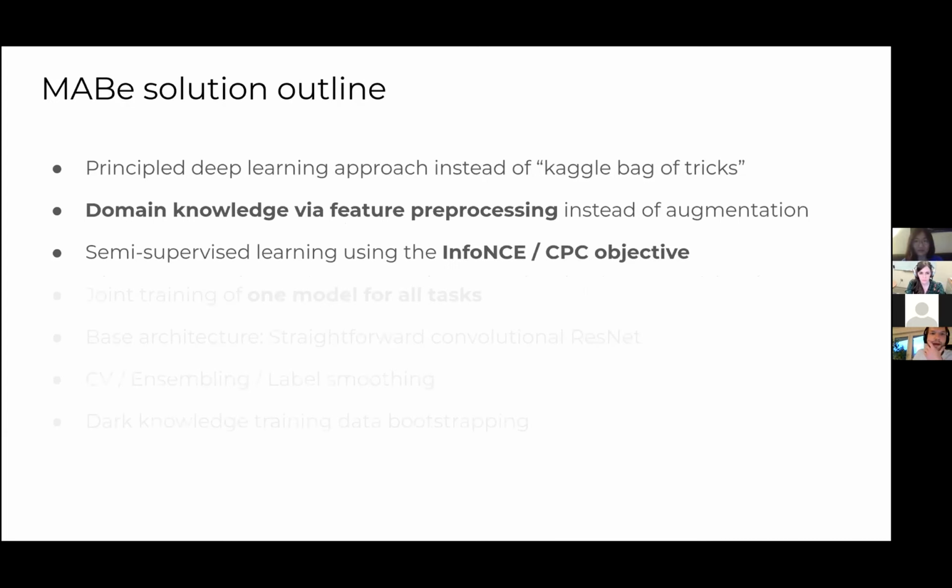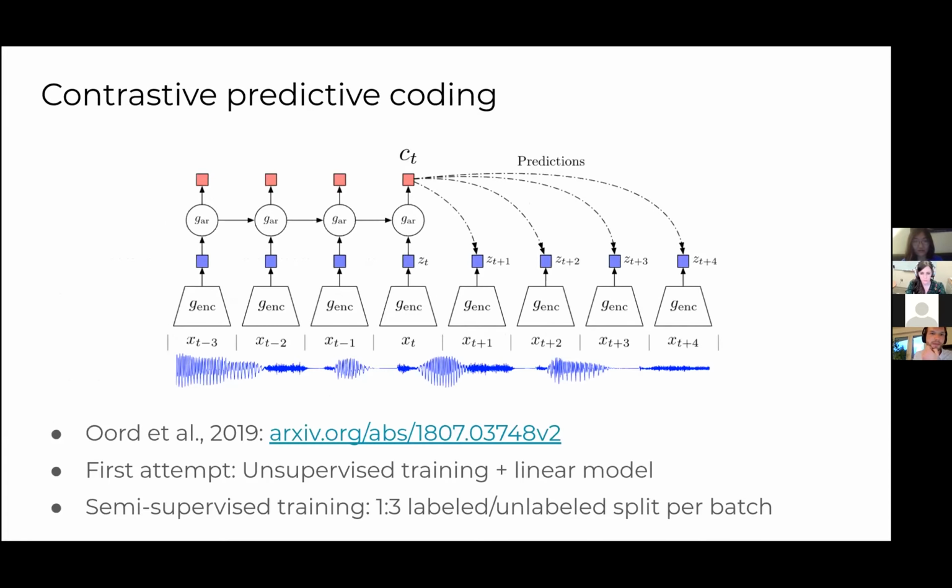The second way I tried to include prior knowledge into the architecture of the model was by using a semi-supervised learning approach using a specific objective, which is called CPC, or contrastive predictive coding. And again, in the interest of time, I'm not going to explain this paper in detail, but the idea here is that if you have a loss term which encourages the model to learn a representation which is predictive of the future, then this representation will likely also be informative about the current behavior of an individual, right?